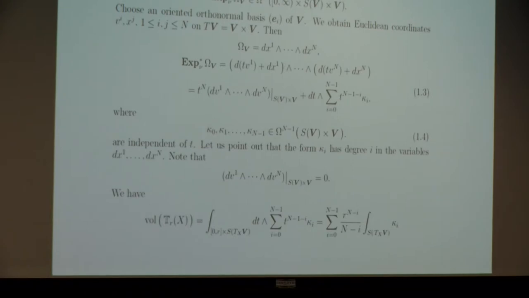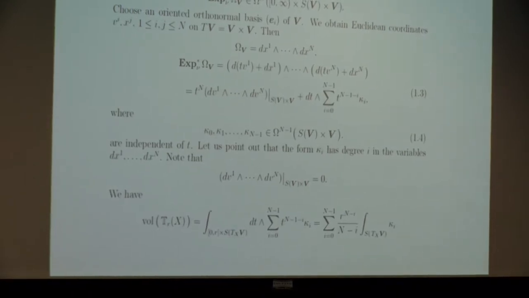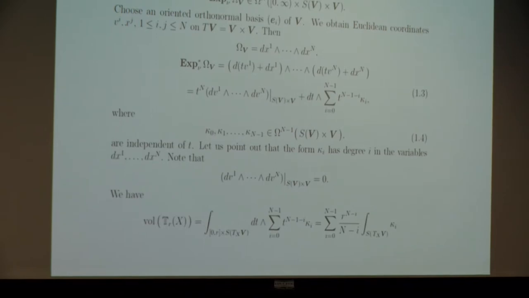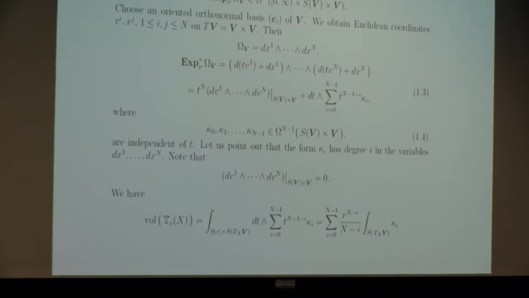So upon pullback, I group in terms of powers of t. I write it as a polynomial in t. The top degree gives me the volume form on V star, but when you restrict it to the unit sphere bundle, it's going to get zero because it's just too big. This form is in terms of variables only in the normal directions, and when you restrict to the normal sphere at a point, it's going to be zero. So this term disappears.